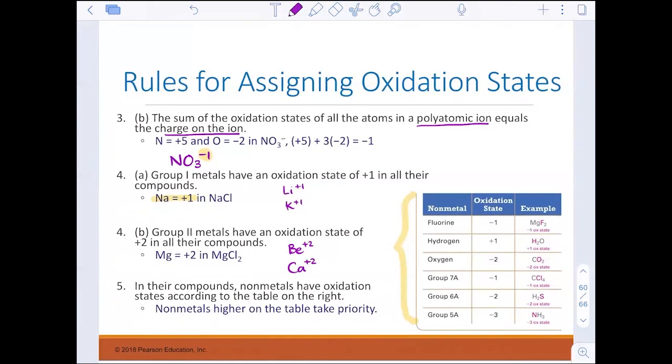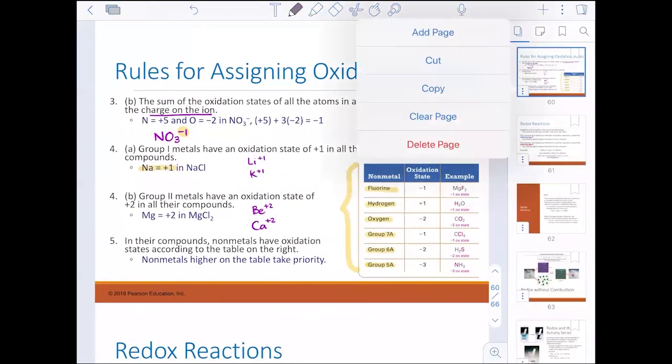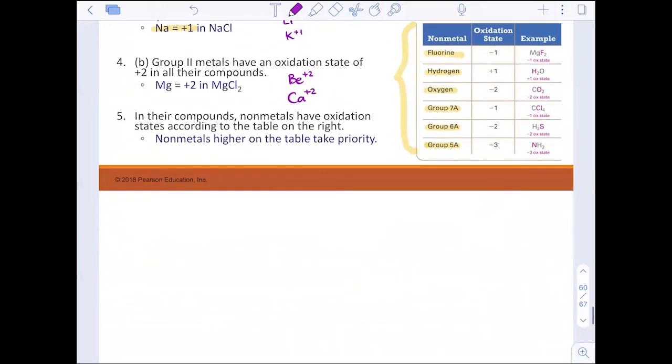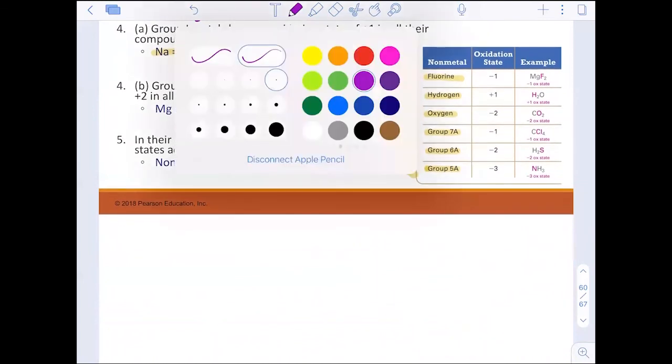Now, in a compound, nonmetals will have their oxidation states according to the table over here on the right. Nonmetals higher on the table take priority. So we would always assign fluorine before hydrogen, hydrogen before oxygen, oxygen before the other halogens, before sulfur and the rest of the gang in 6A, and that before nitrogen's group in 5A. So when we're looking at these oxidation states, what's important to be able to do is utilize this hierarchy, and we're going to practice just a couple here right now so that we can really truly understand how to use it to assign oxidation states. So let's just grab a couple of examples, and I'm going to keep this set of rules as we start.